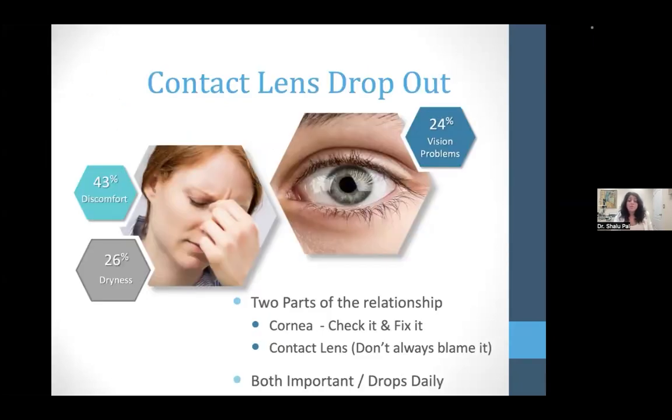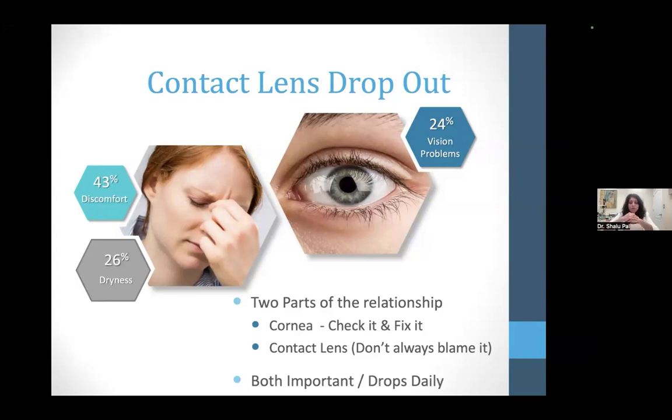What are the reasons why people drop out of contact lenses? It's discomfort, dryness, and a lack of capability of vision. And so a couple of things here. 100% we know that contact lenses are going to create dryness. 100%. There is no doubt about it. It's just a matter of when. So when I think about that, I think about habits and I think about a brand new contact lens wearer and what is it that we are trying to achieve for them?